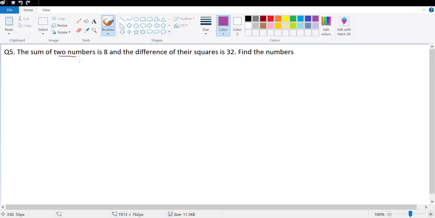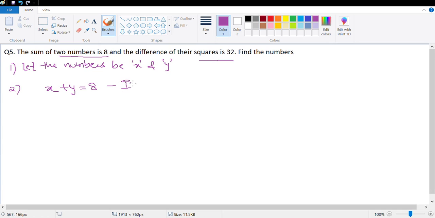The sum of two numbers is 8 and the difference of their squares is 32. Find the numbers. Okay, so let the numbers be x and y. What's given is the sum of the two numbers is 8, which means x plus y is equal to 8. That's our first equation. Difference of their squares, which means x square minus y square is equal to 32. That's our second equation.